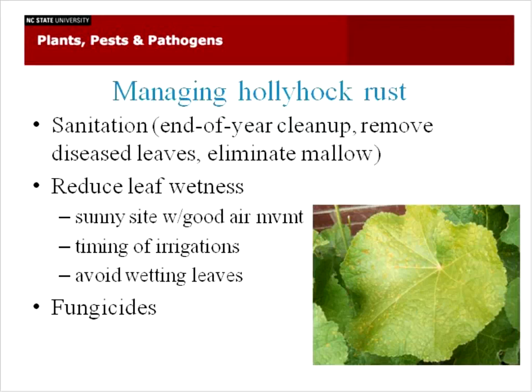We can list a few here as to what to do to prevent this disease. One will be sanitation, including eliminating those mallow weeds. Also, end of the year cleanup, make sure all the dead plant debris is removed, and you can even remove diseased leaves during the year to try and reduce the amount of inoculum. Since it does require water to infect, anything you can do to reduce the leaf wetness is going to help, making sure you've got a sunny site with good air movement, timing your irrigation so that leaves will dry quickly, in other words, not watering late at night, and avoid wetting the leaves if you can when you are irrigating.